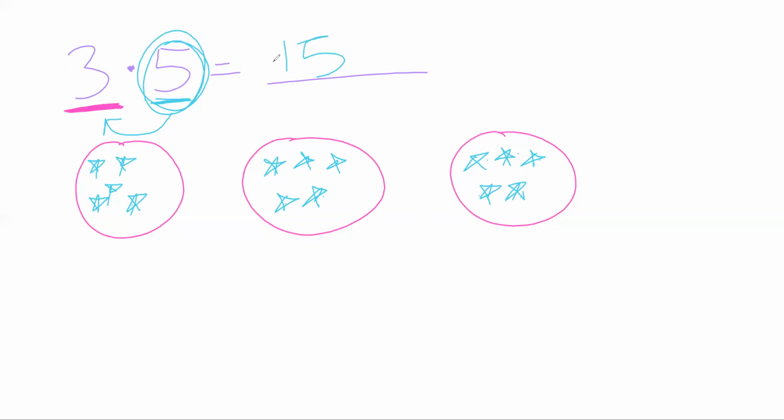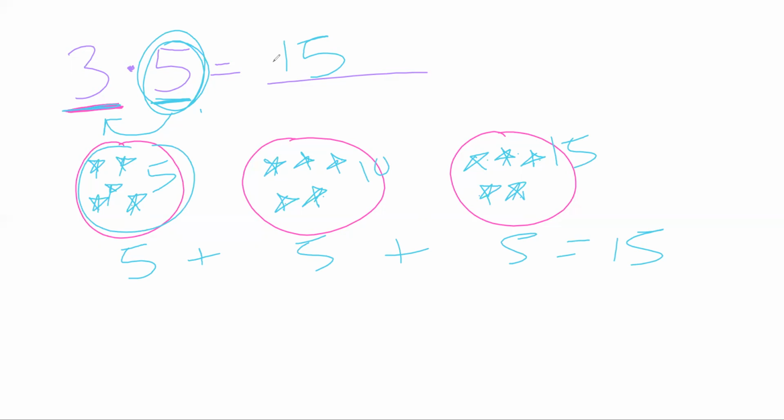So 3 times 5 is 15, or again, 5 plus 5 plus 5 is 15, or 5, 10, 15, right? Like all these different ways I can do it, but circles and stars really helps me model it. So the first number can be our circles, our second number is our stars. We can count them all up. 3 times 5 equals 15.